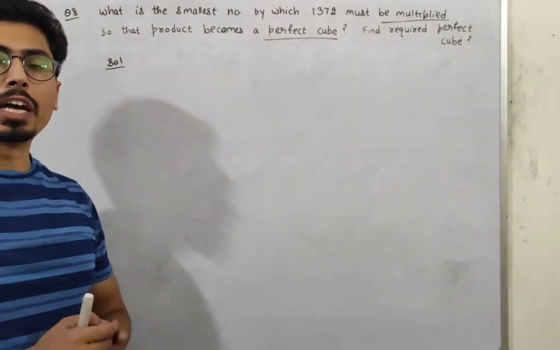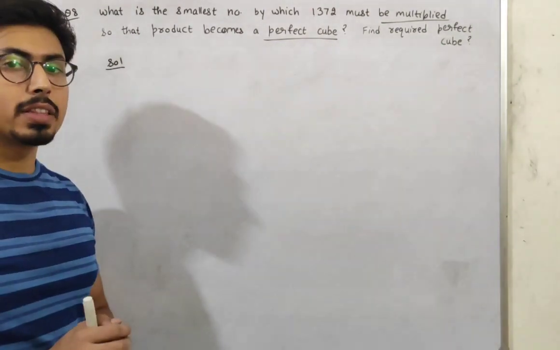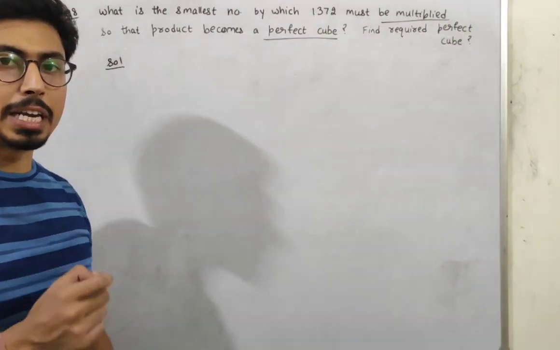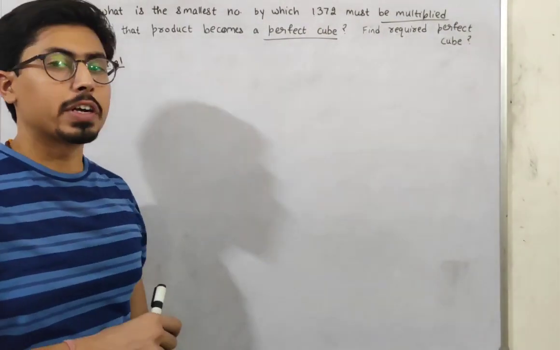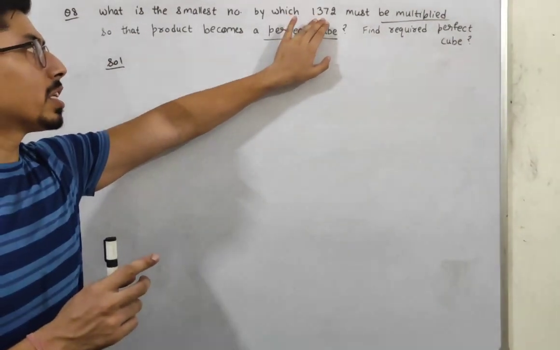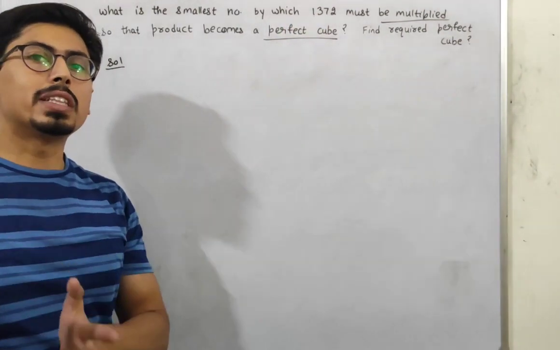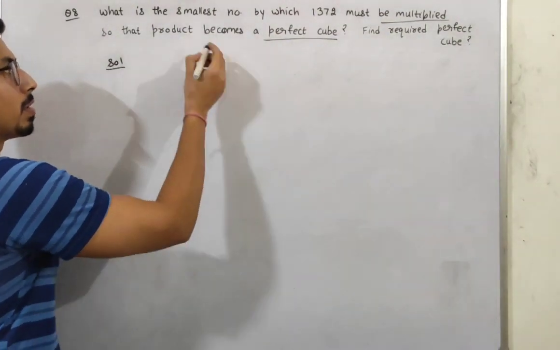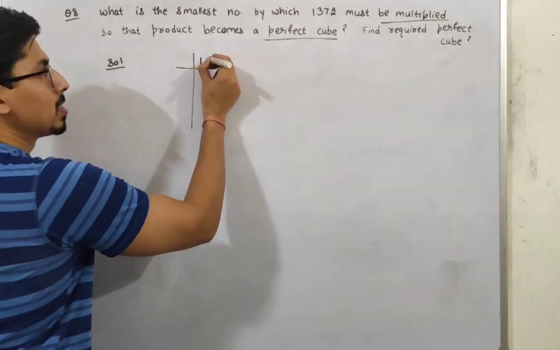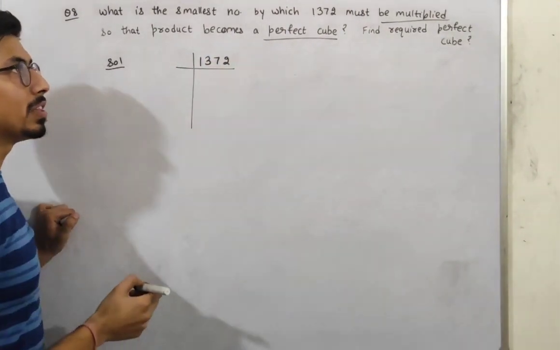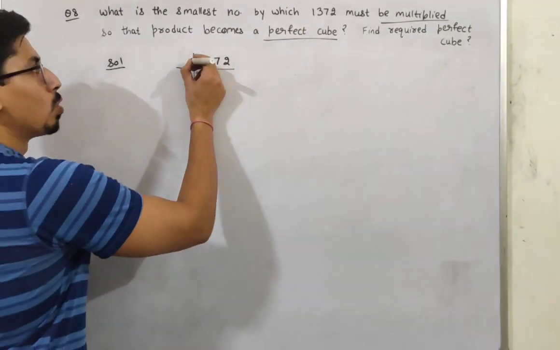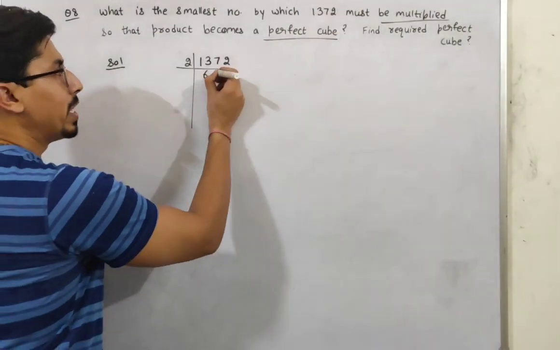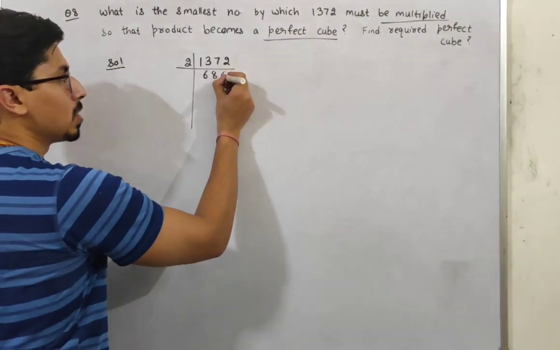So moving forward to our last question, students, that is question number 8. See, what is the smallest number by which 1372 must be multiplied so that the product becomes a perfect cube? Okay, so what we are going to do is take this number 1372 and split it by using the prime factorization method. Okay, see, 1372 is divided by 2, students. So first of all take 2. 2 6s are 12, remainder is 1. 17, 2 8s are 16, remainder is 1 again.